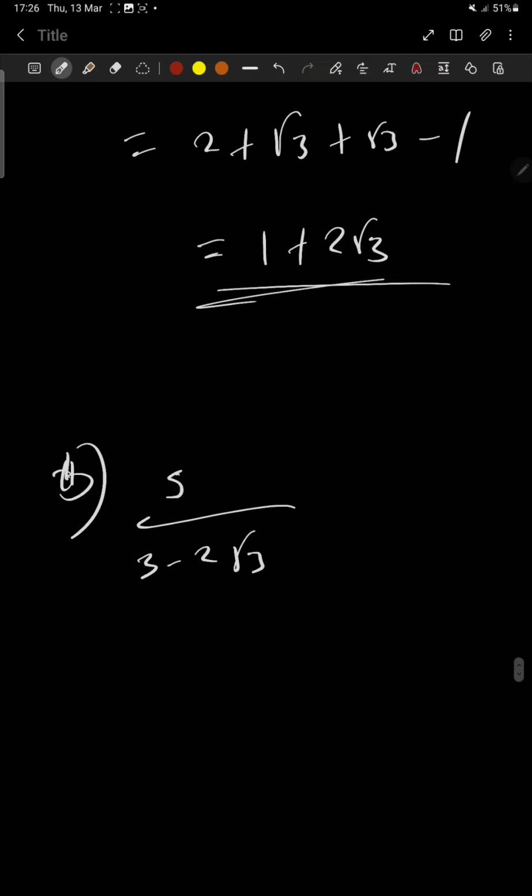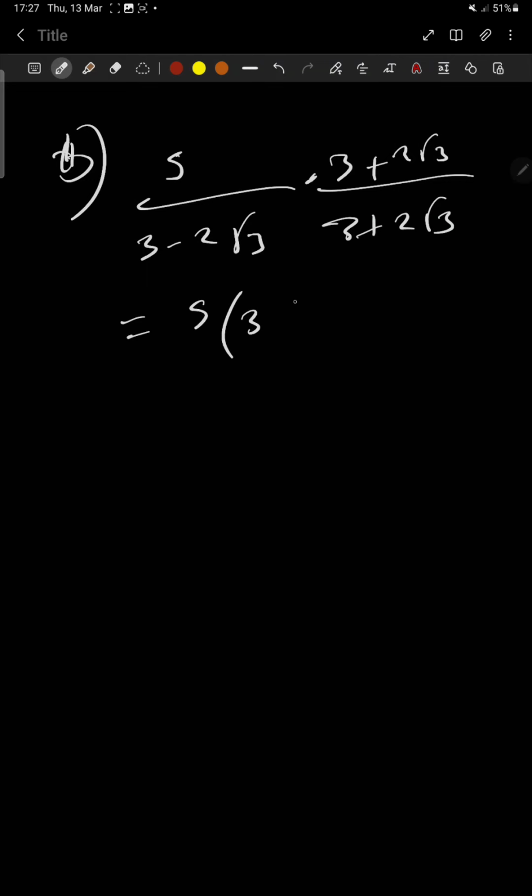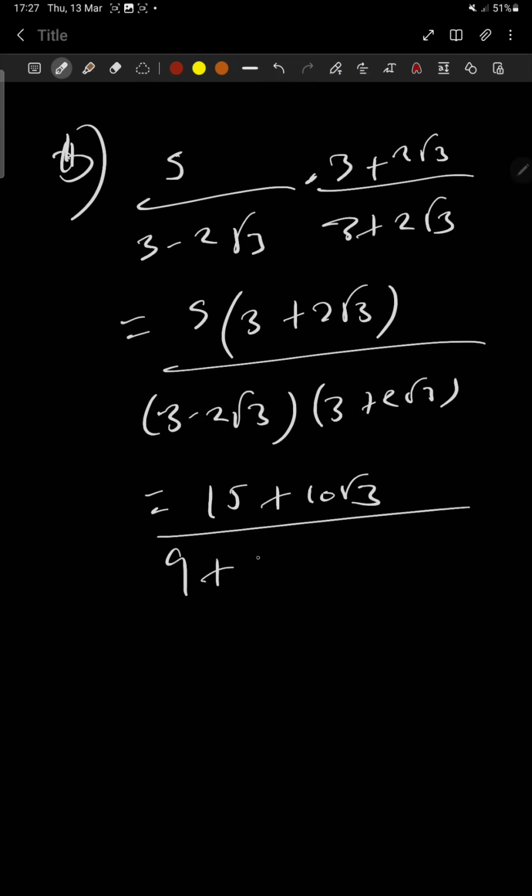Okay, this is a very simple one. The conjugate is 3 plus 2 square root of 3 over 3 plus 2 square root of 3, and this will be 5 times (3 plus 2 square root of 3) over, I'll expand this. So this will be 15 plus 10 square root of 3 over 9 plus 6 square root of 3 minus 6 square root of 3 minus 4, then 3 inside here.